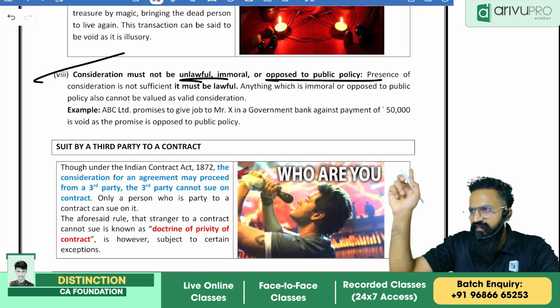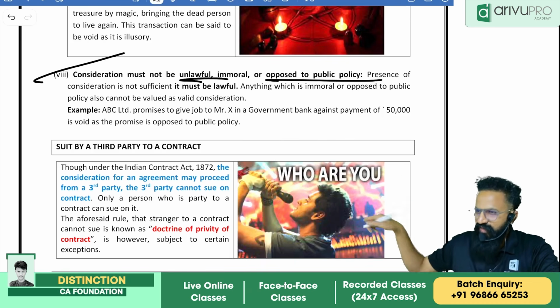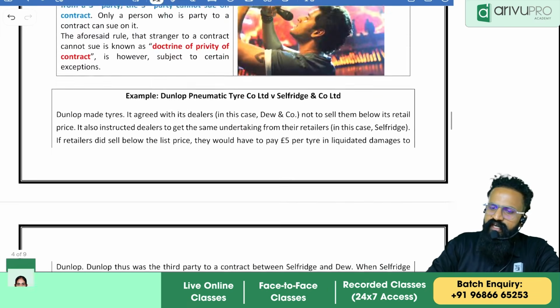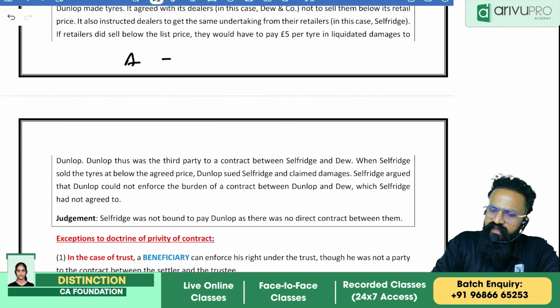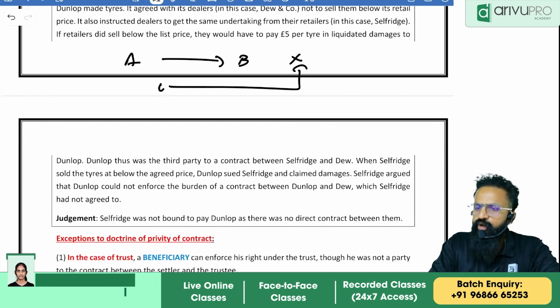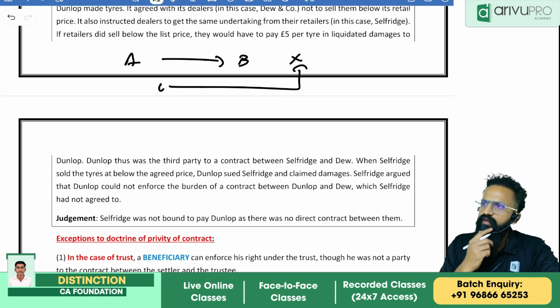What is that? We will see it in Unit 3. What are those things? Opposed to public policy and all. Sued by a third party to a contractor. Now, people, whenever A and B enter into a contract, can the third party go and file a case on them? Is it possible? Technically, no, not possible. This concept only is called the doctrine of privity of contract.